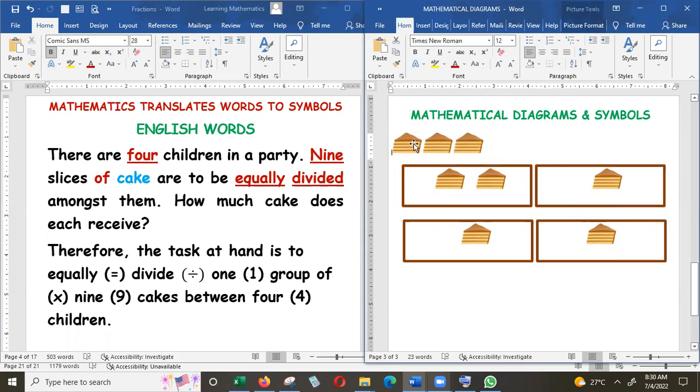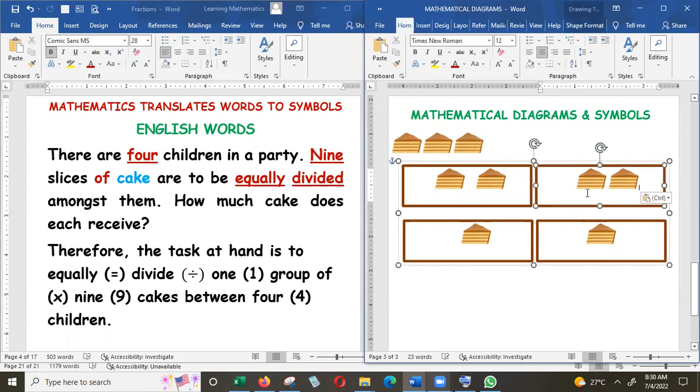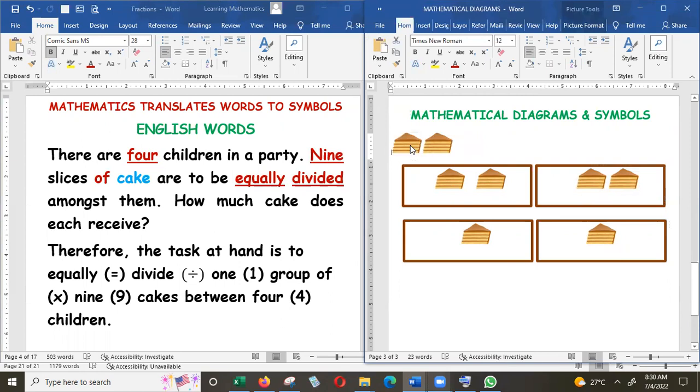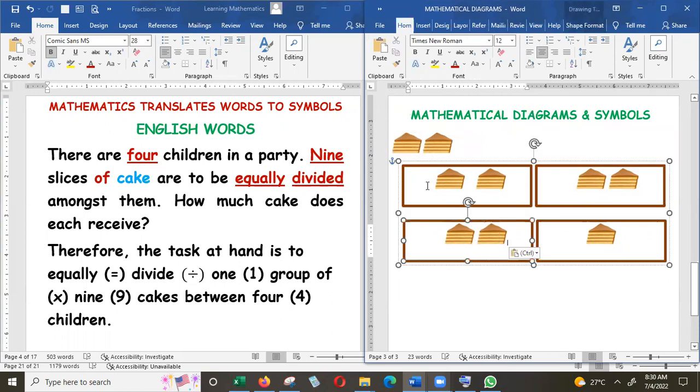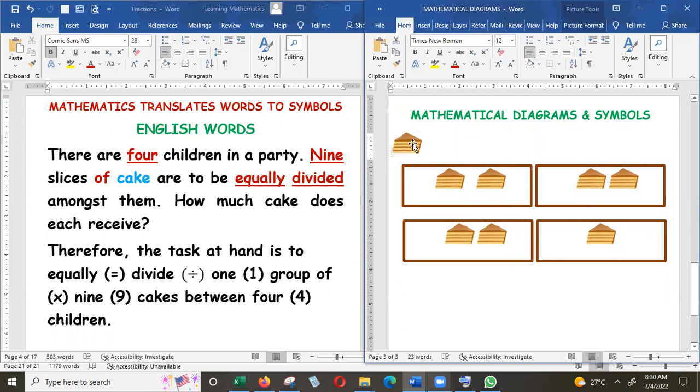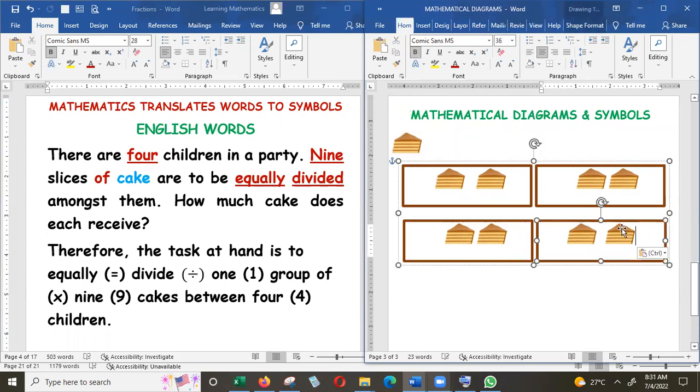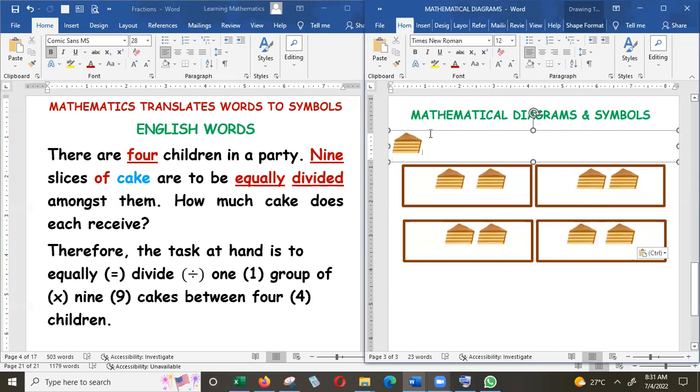So let's give each child another cake. And as you can see, only one more cake is left. So it is impossible to give each child a whole cake from that one. But this one more cake that is left can be sliced into 4 equal slices. All right, so let's do that.